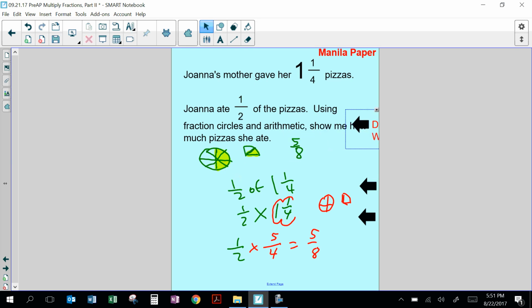Let's erase that. Next one. Did you convert it to decimals? You could if you want to. If you like working with decimals, work with decimals. You could have multiplied 1/2, which is 5/10, times 1 1/4, or 1 25/100. And did you exchange a fourth with eighths? And we did do that.